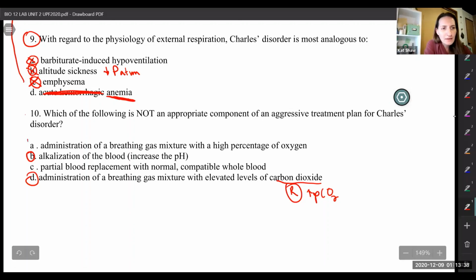How about A here? Why would that actually be an appropriate treatment? Well, with a breathing gas mixture that has a high percentage of oxygen, that means we're going to have a higher partial pressure of oxygen that the individual is now taking into the alveolar space. And according to Henry's law, we're going to have a higher concentration of oxygen dissolved in the plasma.